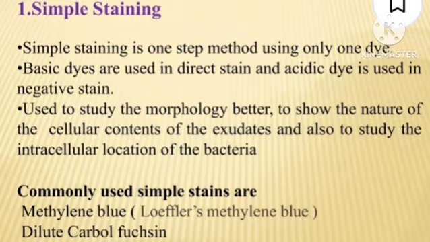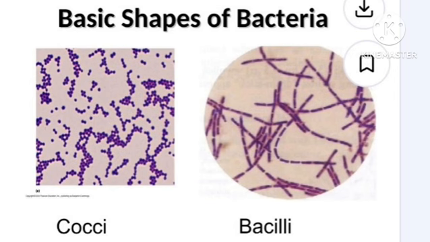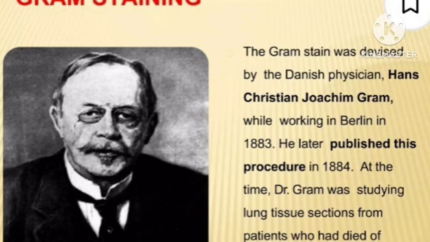Positive staining uses basic dyes: crystal violet, methylene blue, safranin. Because the bacterial cell wall and cytoplasm are negatively charged, they attract and retain the dye. The cells become colored and the background remains clear. These are the basic shapes of bacteria, coccus shape and bacillus shape.